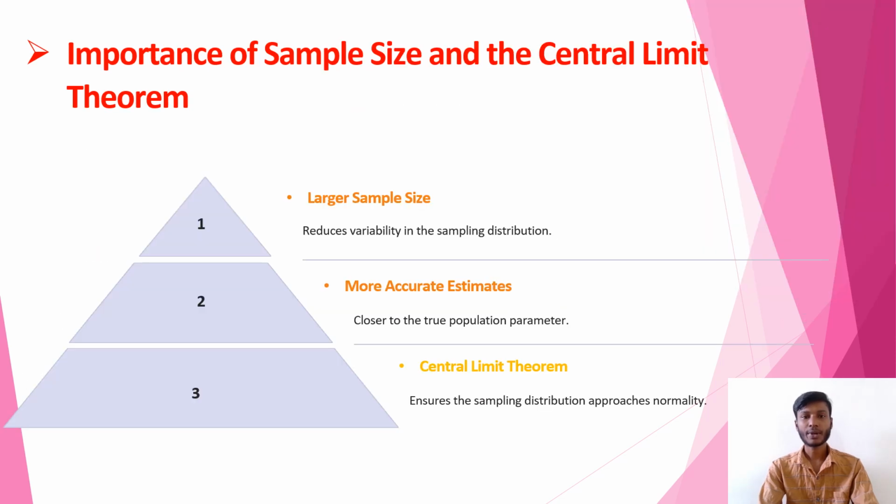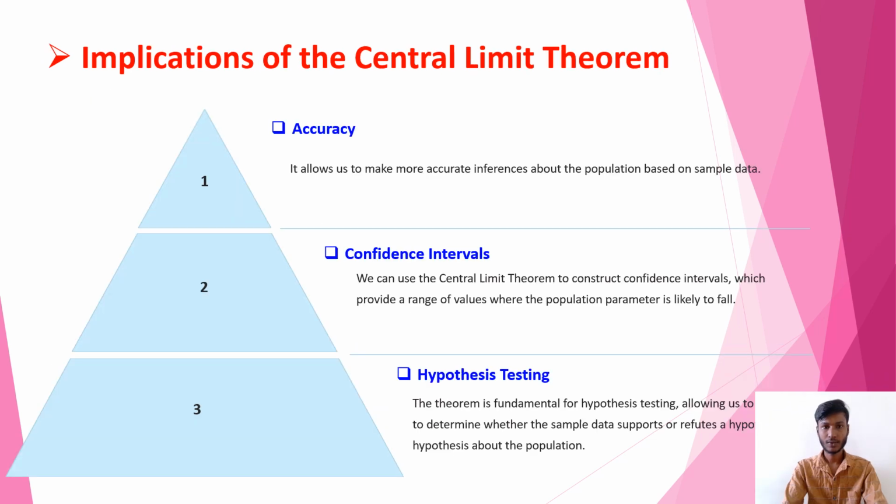Importance of sample size and the central limit theorem. A large sample size reduces variability in the sampling distribution, giving more accurate estimates closer to the true population parameters. The central limit theorem ensures the sampling distribution approaches normality.